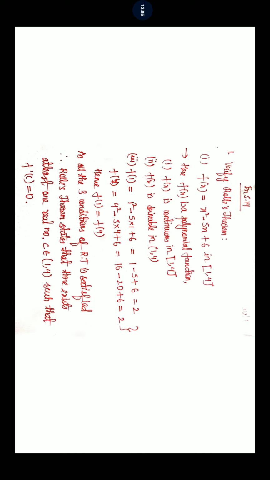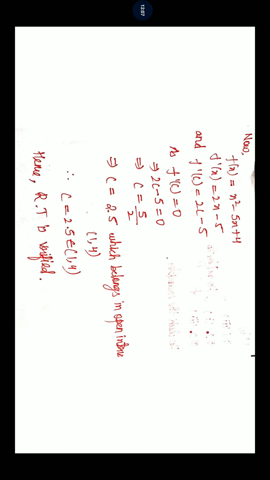So we start with the third one then. As f(x) is equal to x squared minus 5x plus 4, f'(x) will be 2x minus 5. And f'(c) will be 2c minus 5. Again we know that f'(c) equals 0. So 2c minus 5 equals 0, and then c equals 5 by 2. So c is 2.5, which belongs to the open interval (1, 4). So hence Rolle's theorem is verified.